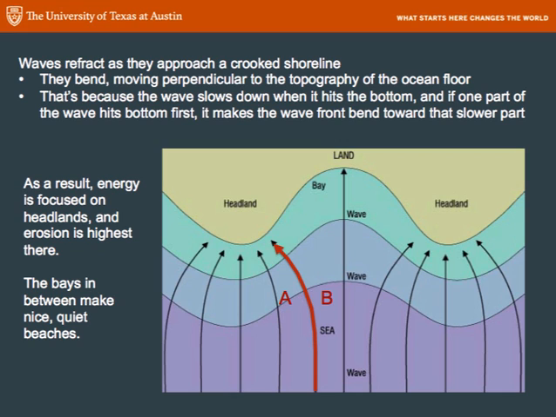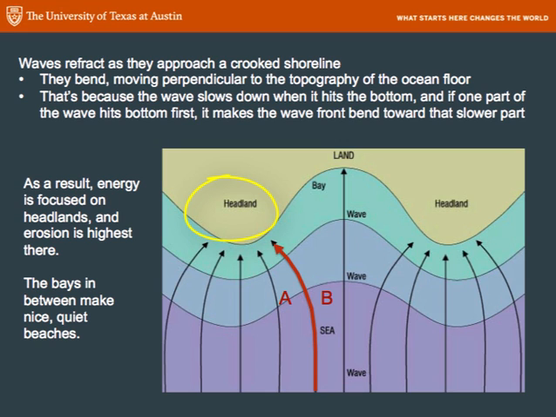So let's look at the red line and the sides A and B of the red line. So here's the wave coming into shore. As it gets to the point where it's encountering the bottom, the A side of the line is actually hitting shallower water than the B side of the line at the same time. And so that's going to cause the A side of the line to slow down, and that will cause the wave front to bend towards A. So if you see that happening on each one of these lines, that means the wave front itself is going to bend towards the headland.